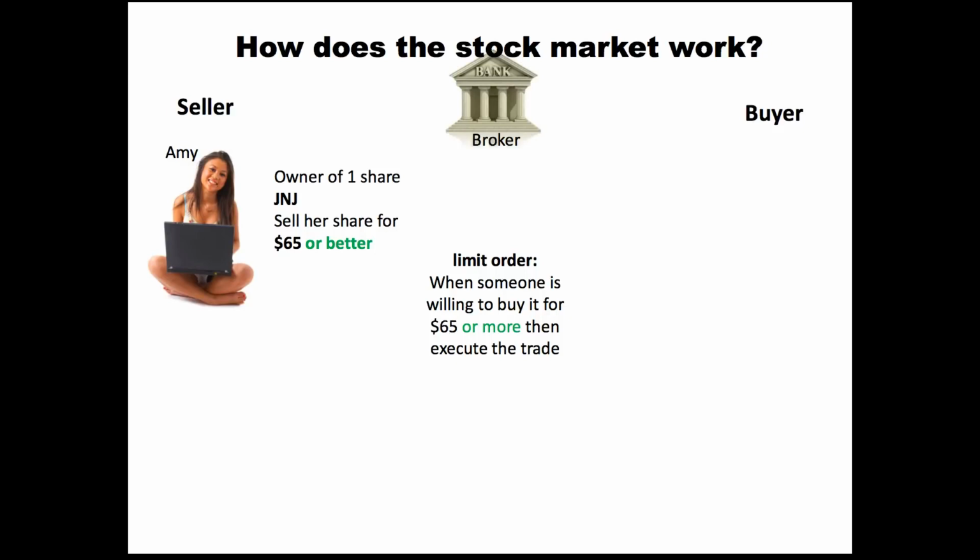So what we just talked about was a stop order. Now a limit order is that, let's go back to Amy, and let's start over again. Amy wants to sell her share for $65 or better. So if the price is $65, she's going to sell it. If the price is $65.10, she wants to sell it. So as long as that price is higher than the $65, Amy wants to sell her share.